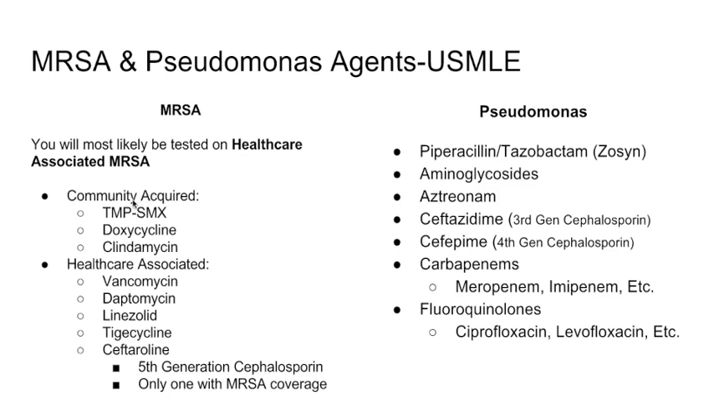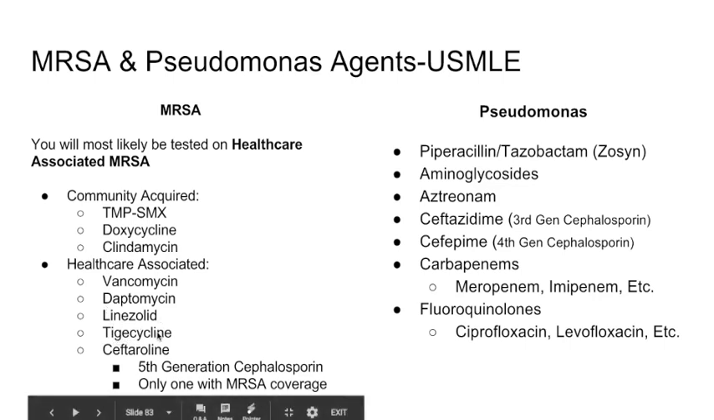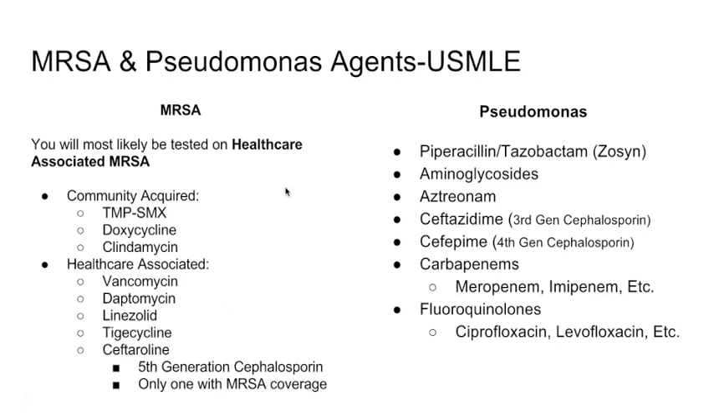The drugs that cover community acquired MRSA are Bactrim, which is trimethoprim and sulfamethoxazole, doxycycline, and clindamycin. So these are the three biggest drugs that cover community acquired MRSA. For healthcare associated MRSA, vancomycin covers it, which is our first line for MRSA, as well as daptomycin, linezolid, tigecycline, and ceftaroline. And do you remember what ceftaroline is? Yes, it's one of the 5th-generation cephalosporins, and it's the only cephalosporin with MRSA coverage. So that's as far as MRSA infections.